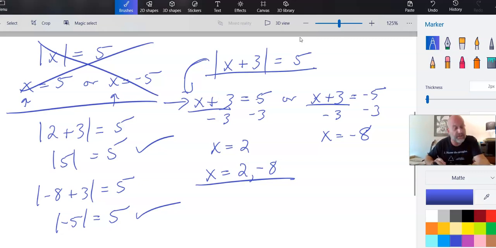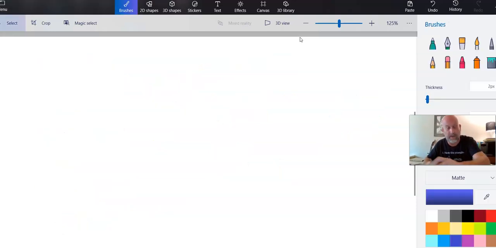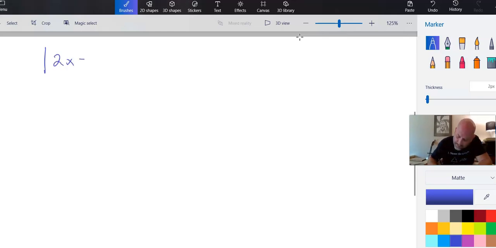Okay, so let's go ahead and clear this, and we'll try another one here. So let's see if you can use what we've learned so far to walk through this one on your own. Let's just see what you get. So let's see here. We got the absolute value of 2x minus 5 is equal to, let's make it equal to 15. Okay, so go ahead and pause here and see what you get. And then go ahead and play it again, and we'll walk through the solution.